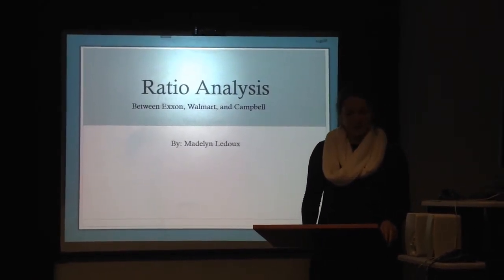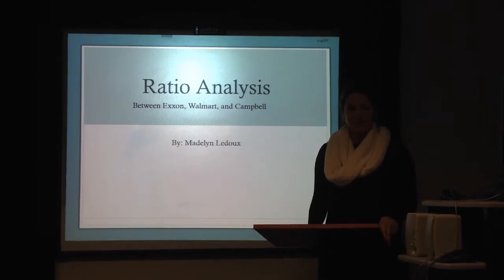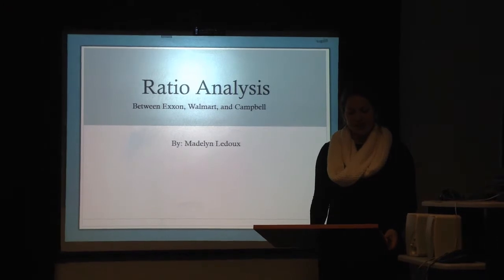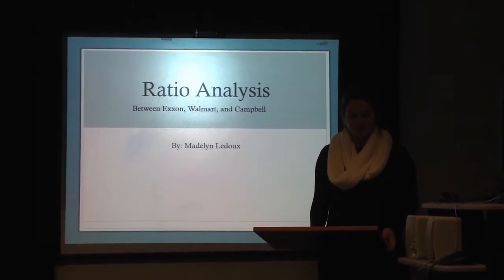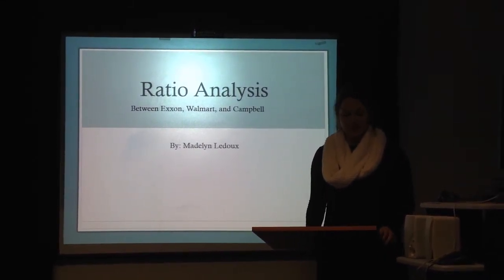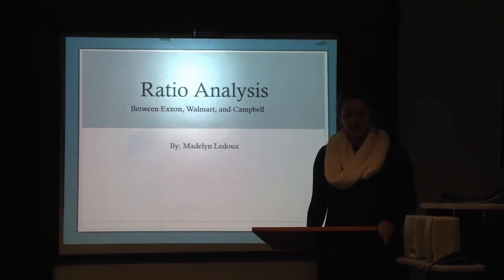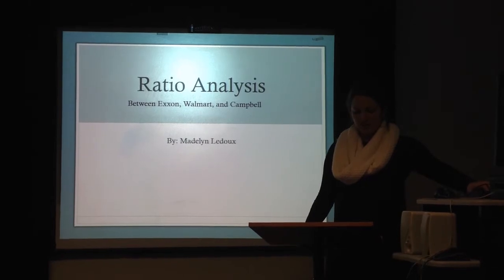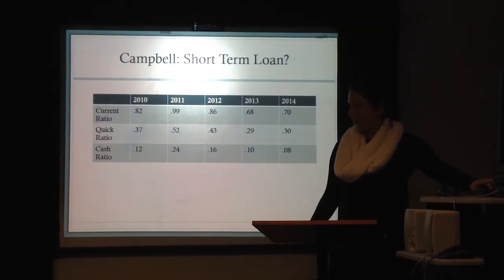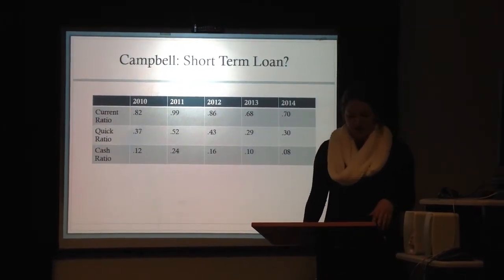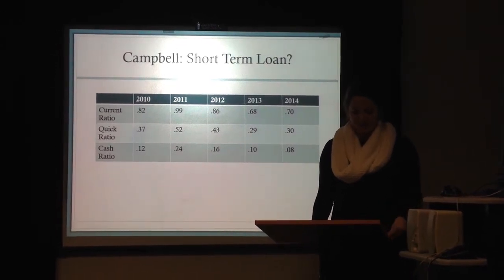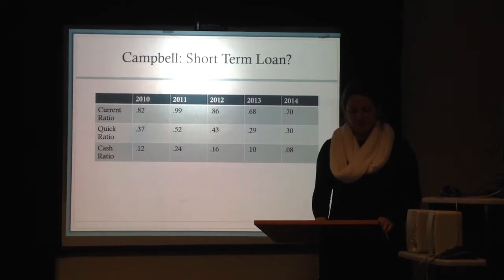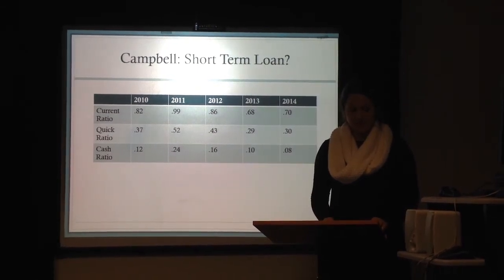The 3 companies I will be looking at are ExxonMobil, an oil company, Walmart, a grocery supercenter chain, and Campbell's Soup, a soup company. In order to answer the first question, which company would I give a short-term loan to, I looked at 3 equations that measured liquidity for each one. The current ratio, which is your current assets over your current liabilities, and an ideal current ratio would be above 1 because this means that your company has enough assets to pay for its liabilities.